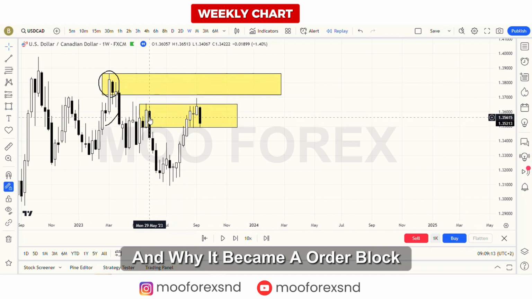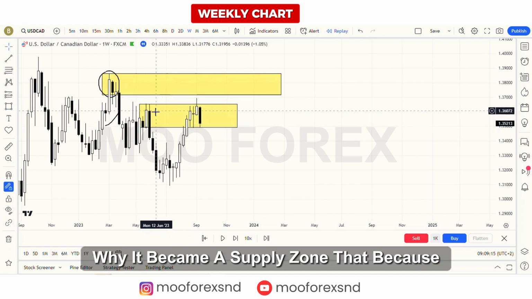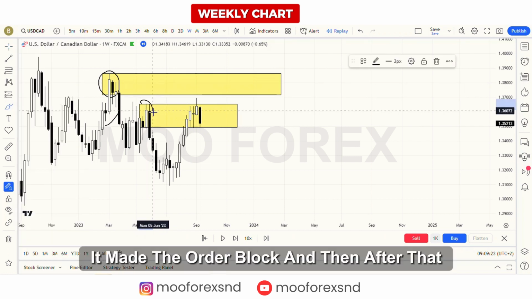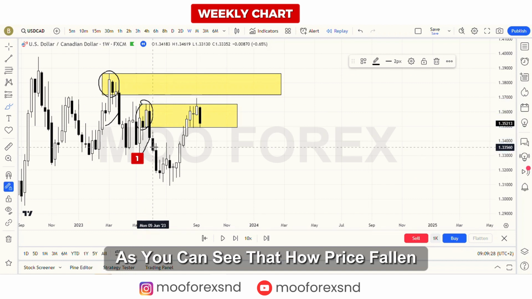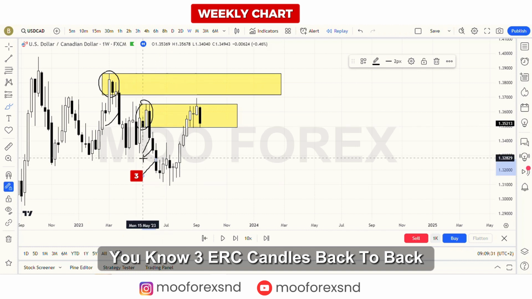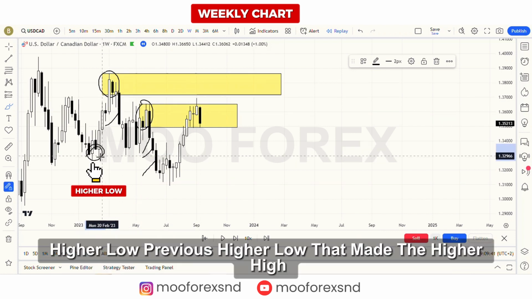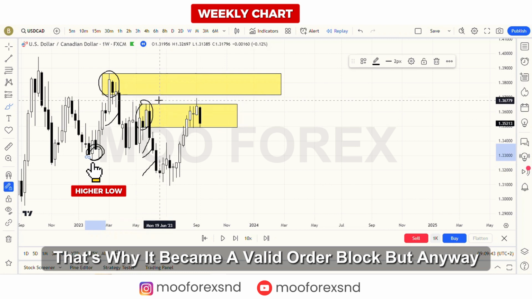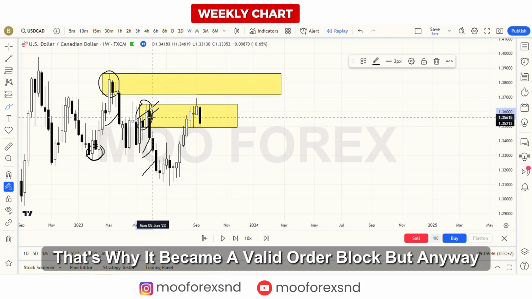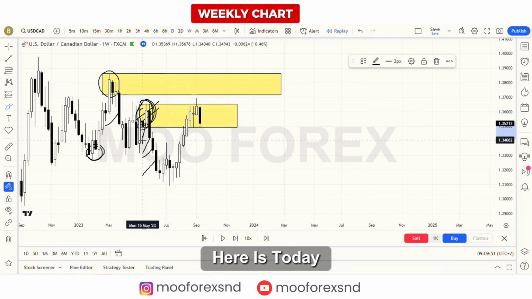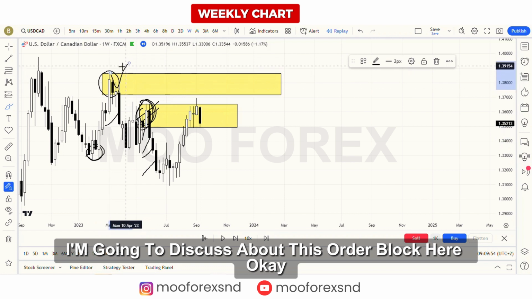And why did it become an order block, why did it become a supply zone? Because it made the order block, and then after that, as you can see, price fell with 3 candles back to back, and this move actually took out the previous higher low that made the higher high. That's why it became a valid order block. But anyway, today's topic is not about this order block here. Today I'm going to discuss this order block here.